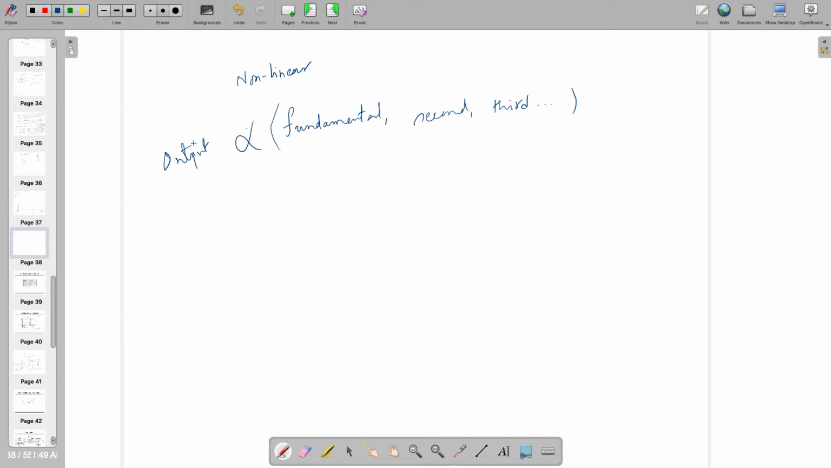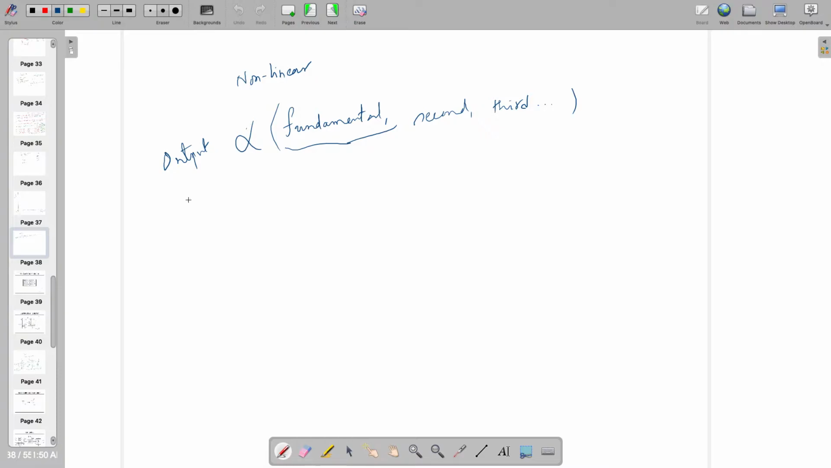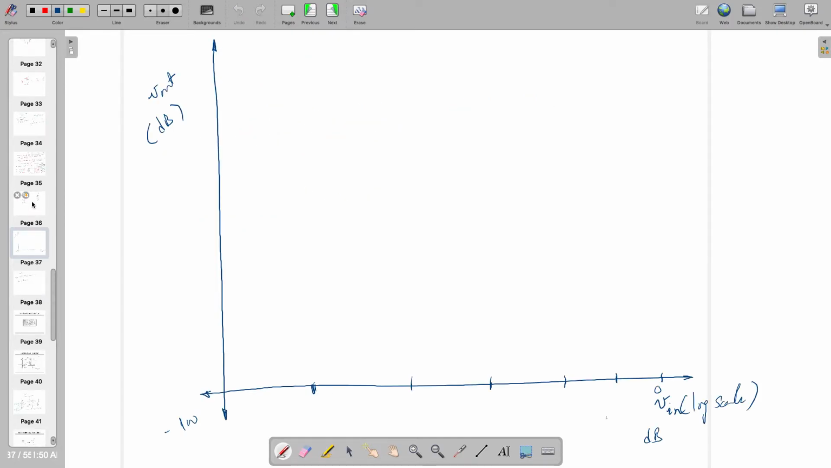Output as a function of this. So fundamental is the one which I am talking about right now. If I am plotting V out as a function of fundamental, or you can say it will be A sine omega t, where A is the amplitude of fundamental, what do you think the slope will be if I draw this? Yeah, so A, basically.